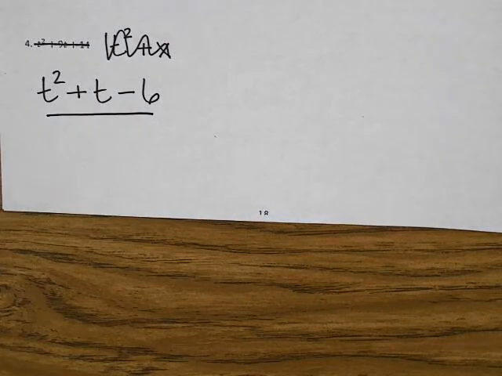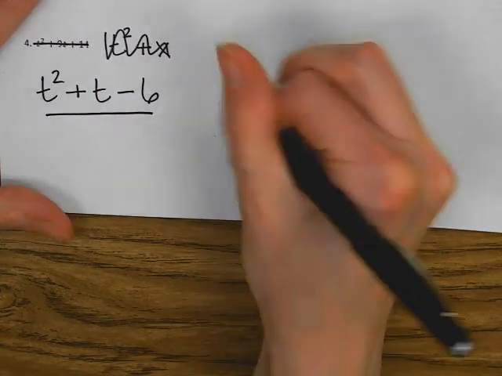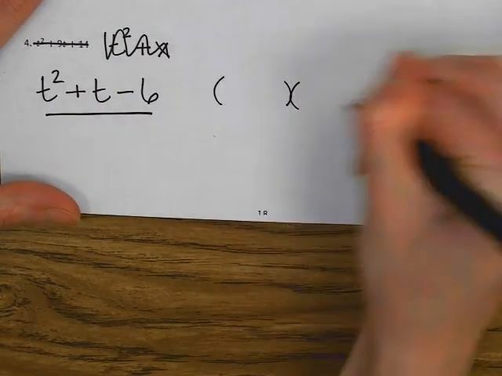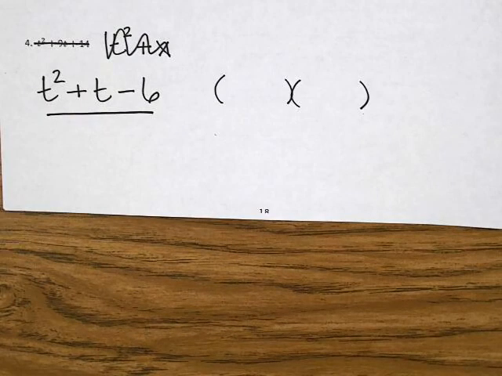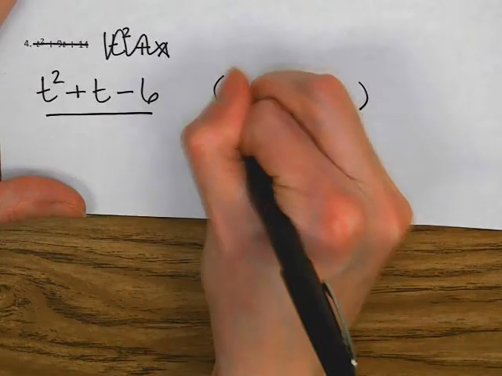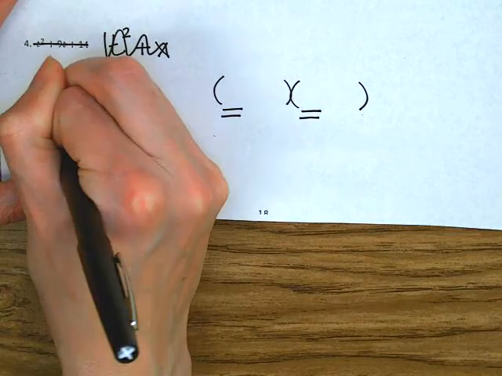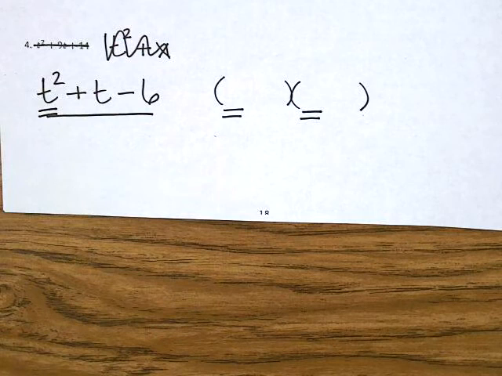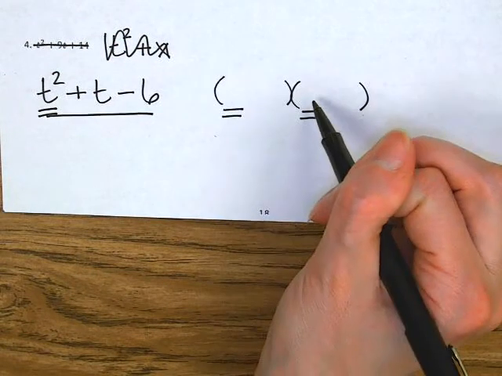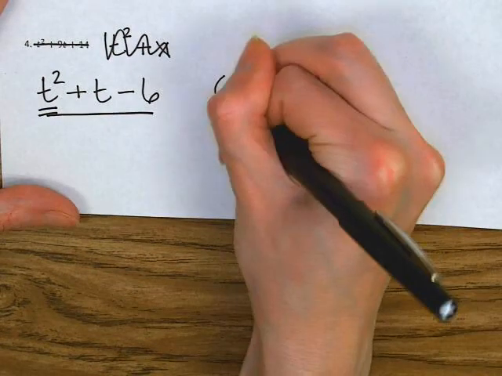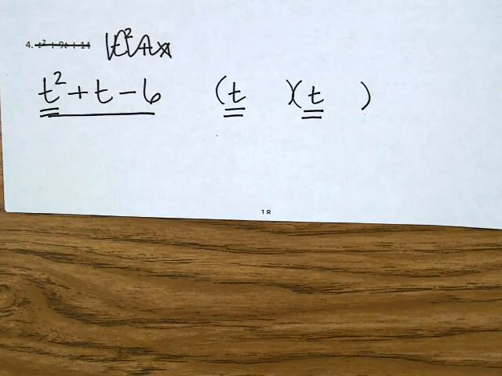Okay, so we ask you guys to factor a trinomial. You start by drawing your 2 parentheses. We know that if we multiply the first one in each set, we need to end up with t squared. So guess what has to go here and here? Well, t and t, right? That's how you get t squared.